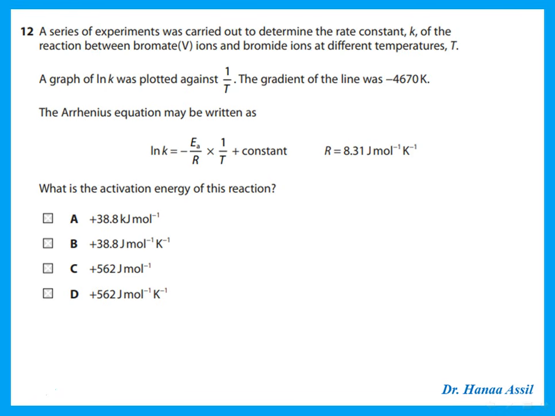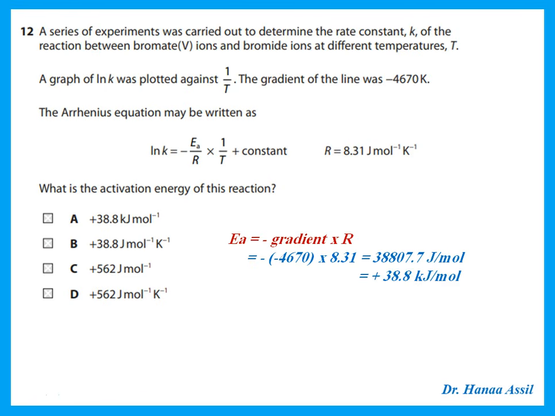Remember, how do we get activation energy from all of this? Remember that for this kind of graph, the energy of activation is minus gradient times R. He already gives me the gradient. R is 8.31. So I have activation energy, but this comes out in joules. So it is 38.8 kilojoules per mole.